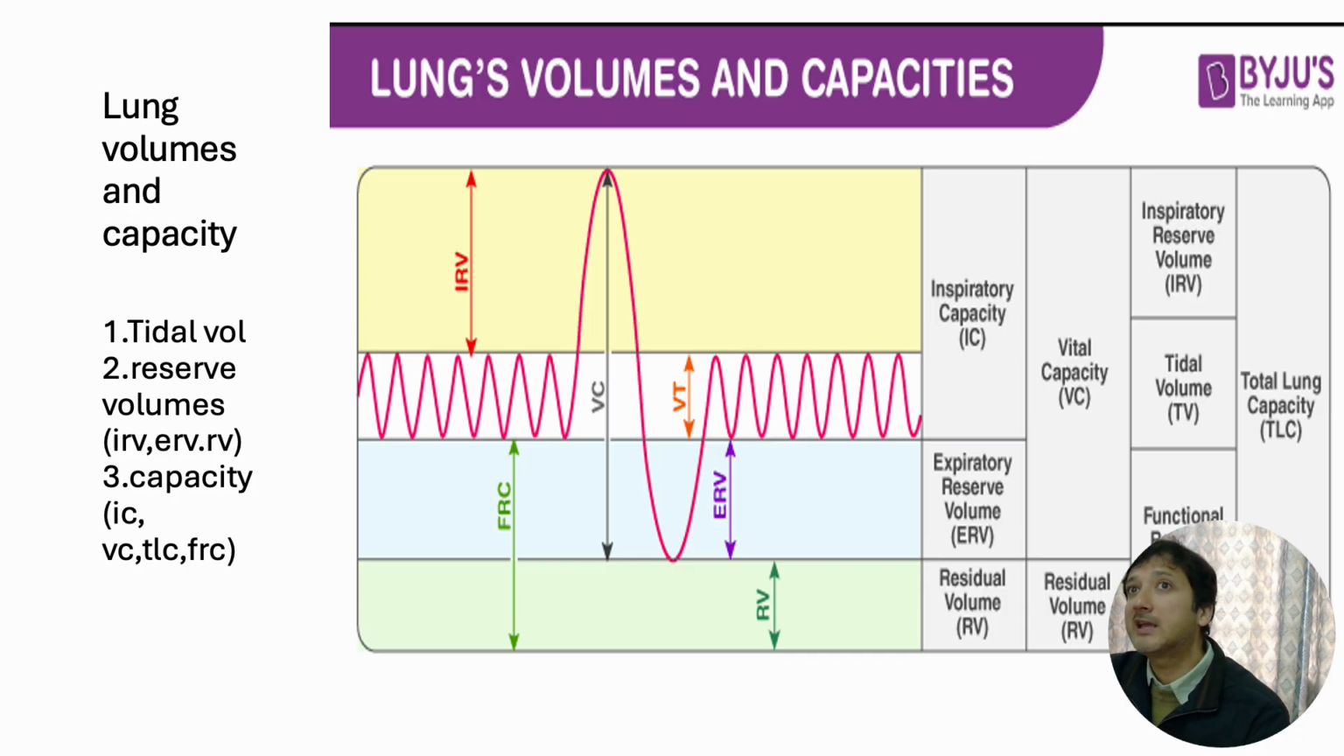And there are also capacities like inspiratory capacity. Inspiratory capacity is the tidal volume and the inspiratory reserve volume combined. Then there is the vital capacity. As you know, vital means it's important, it's vital for our body. So this consists of inspiratory reserve volume, tidal volume, and expiratory reserve volume. Then at last there is total lung capacity. This is the vital capacity and the residual volume that we usually are not using. Total is called total lung capacity.